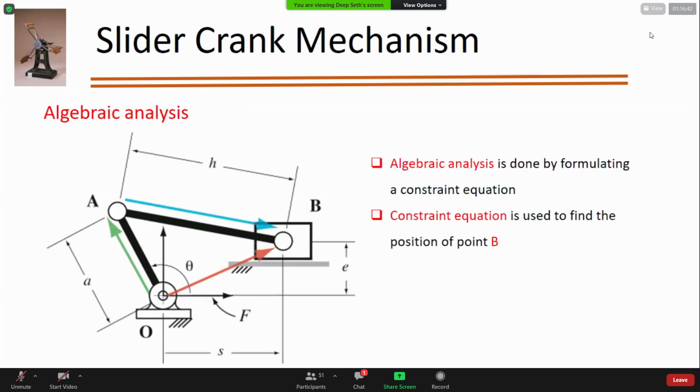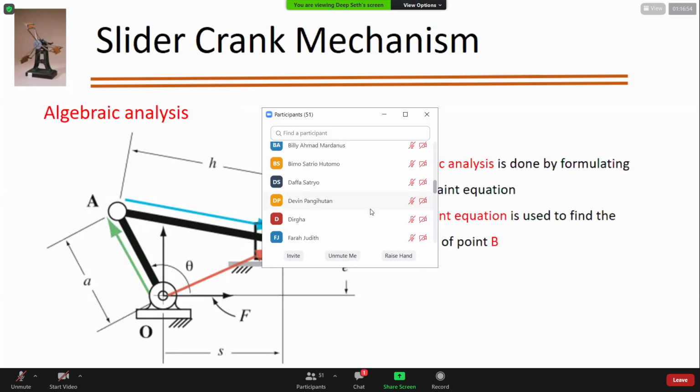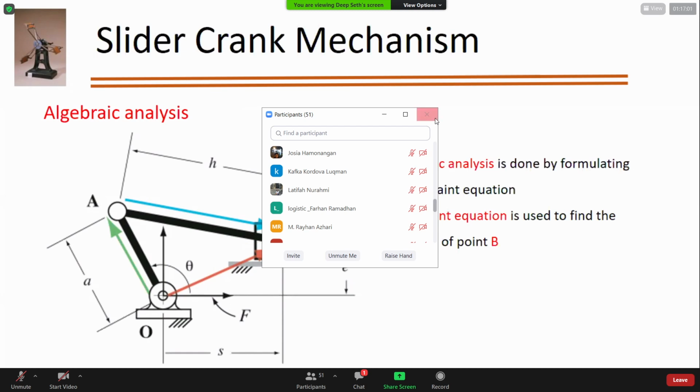Now let's do the algebraic analysis for it. In algebraic analysis, it is done by formulating a constraint equation, basically. The constraint equation is used to find the position of B. If you're giving some input at O, meaning in theta, what will be the position of B with respect to that input?